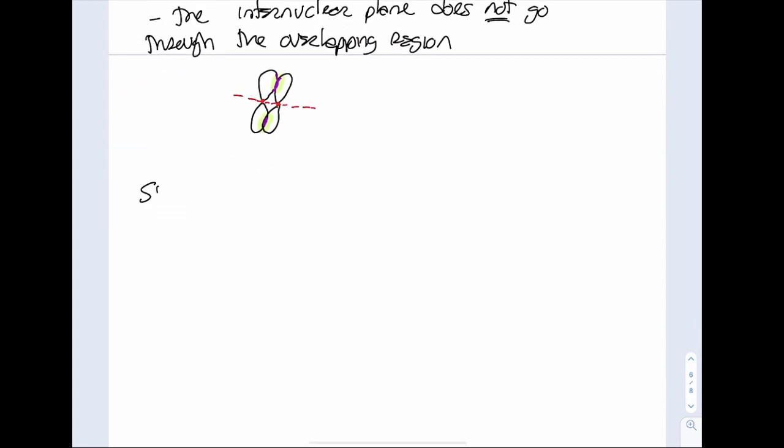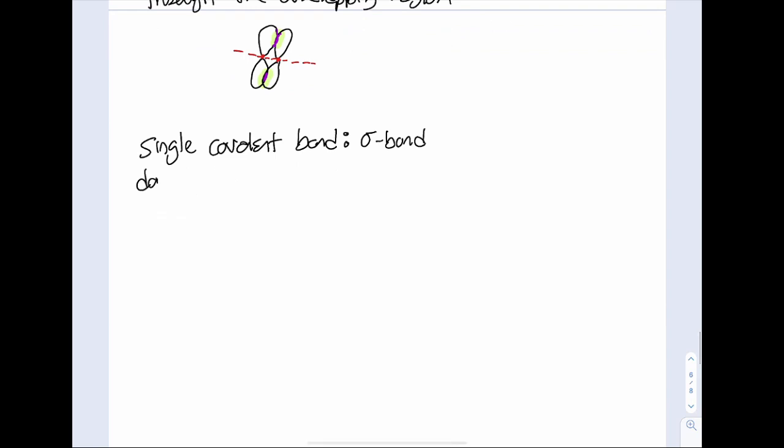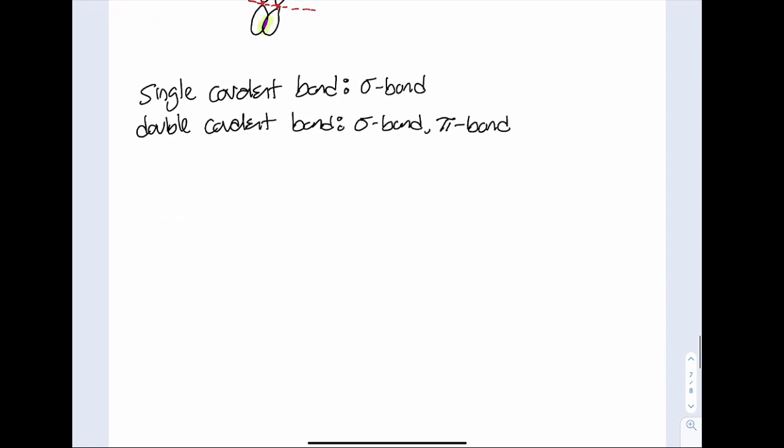A single covalent bond is always going to be a sigma bond. If you have a double covalent bond, it's actually going to have one sigma bond and one pi bond. And we will look at a structure here in a minute so you can see it.